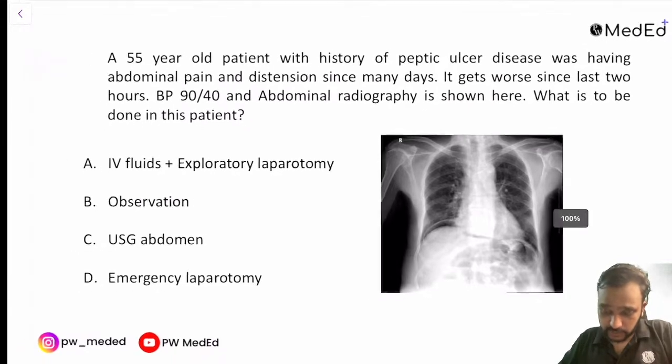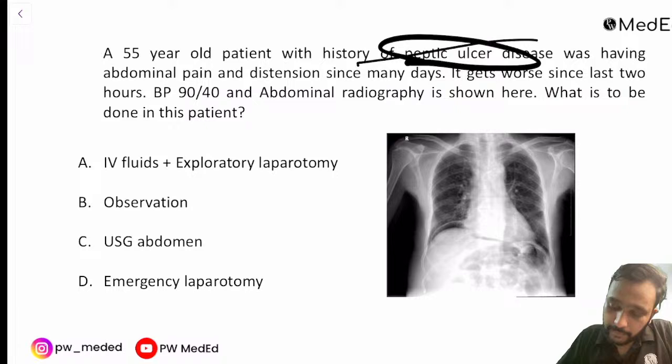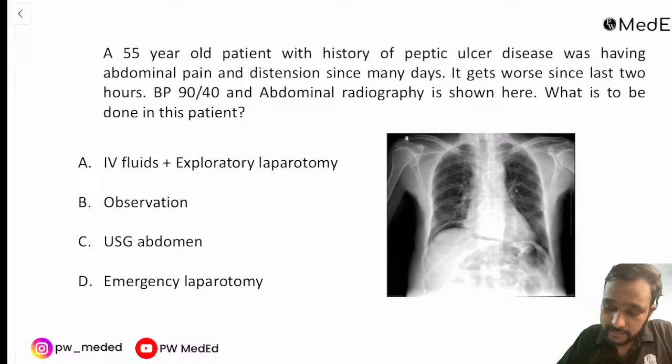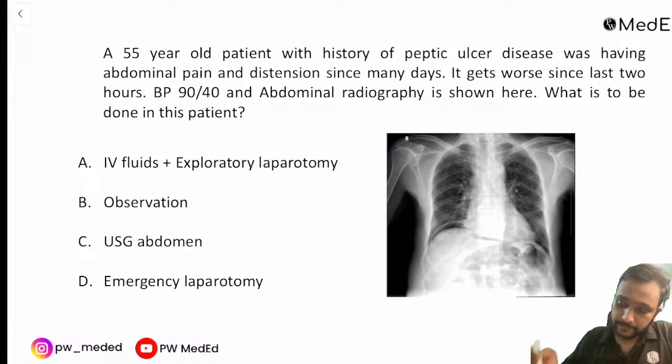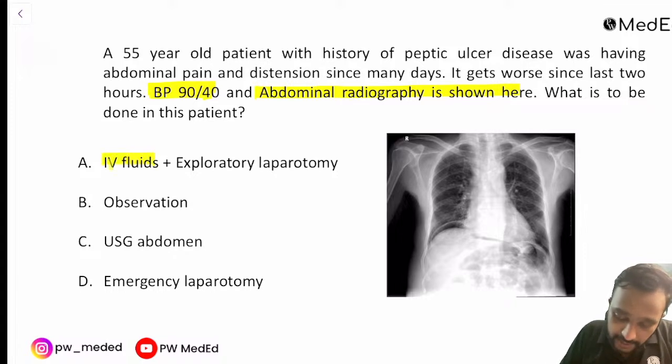Now this is again a question in which surgery and radiology is combined, right? So the patient has history of peptic ulcer, abdominal pain and distension since 2 days. It gets worse since last 2 hours. Abdominal radiography is shown below. So what is to be done in this patient, right? So the patient's BP is on the lower side, okay. We are going to give IV fluids for the same.